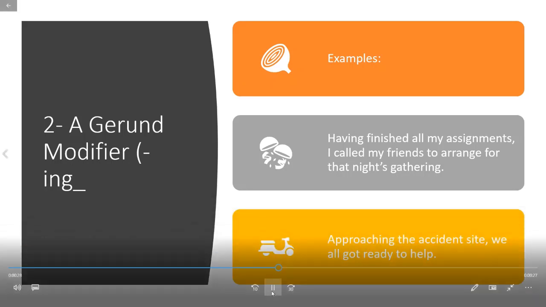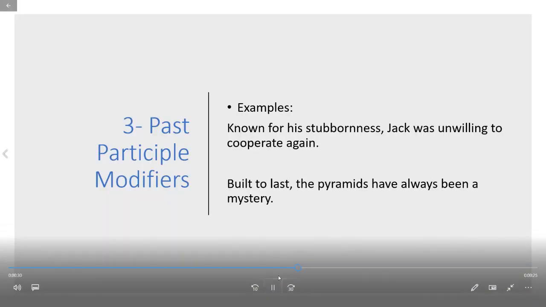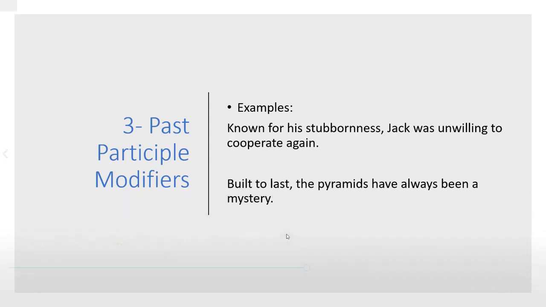So the first type is called a prepositional modifier, the second one is called the gerund modifier, and the third one is called a past participle modifier. Okay, so what's a past participle? It's the third form of the verb. Like, for example, in the first example, known. Known is the third form of the verb, or the past participle form of the verb know. So know, knew, known.